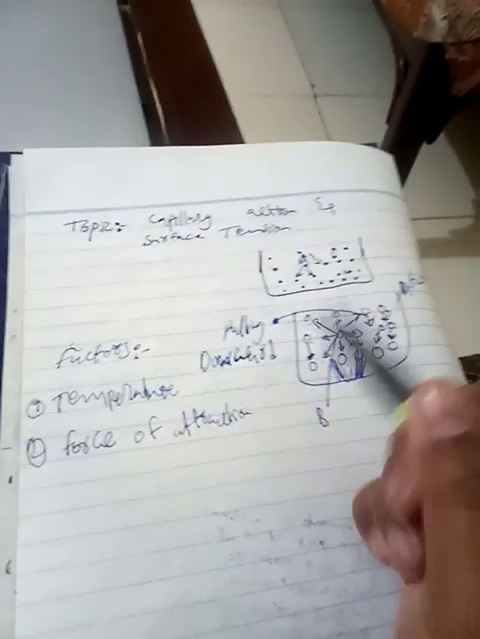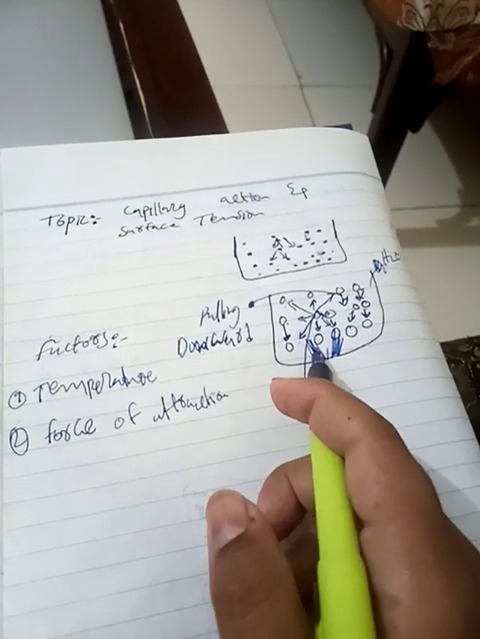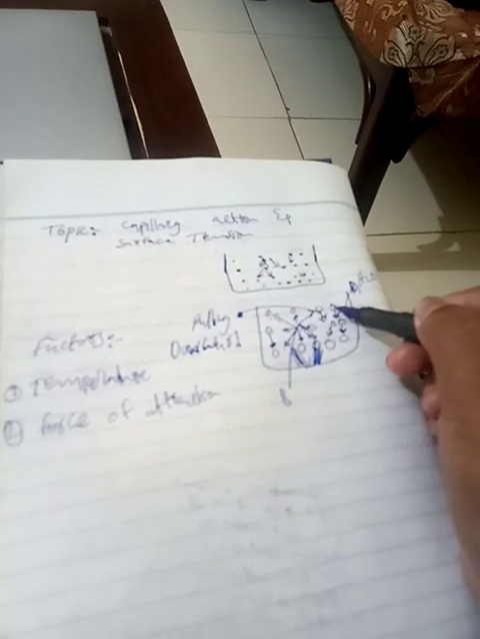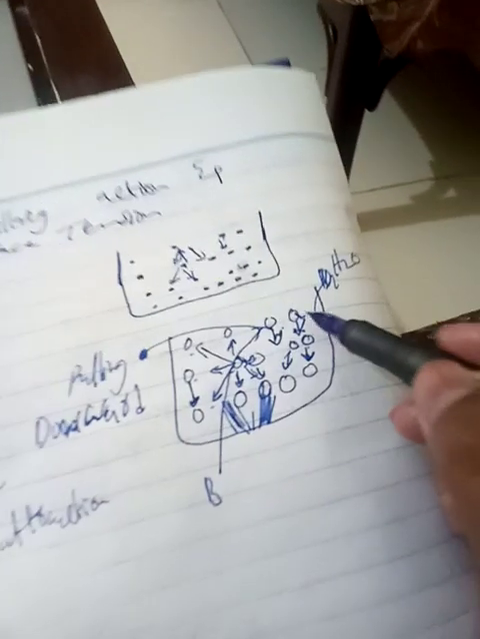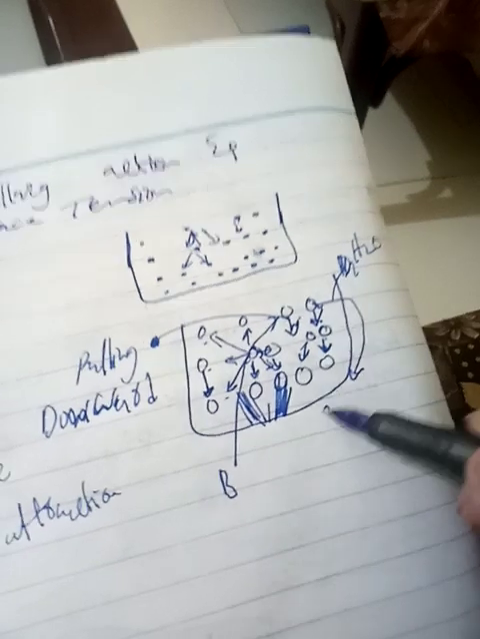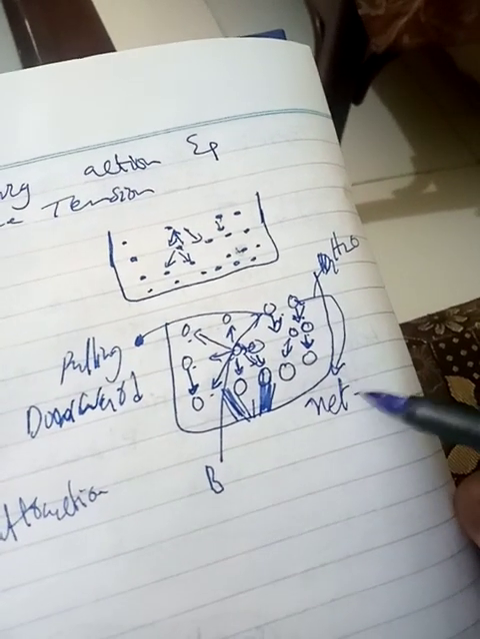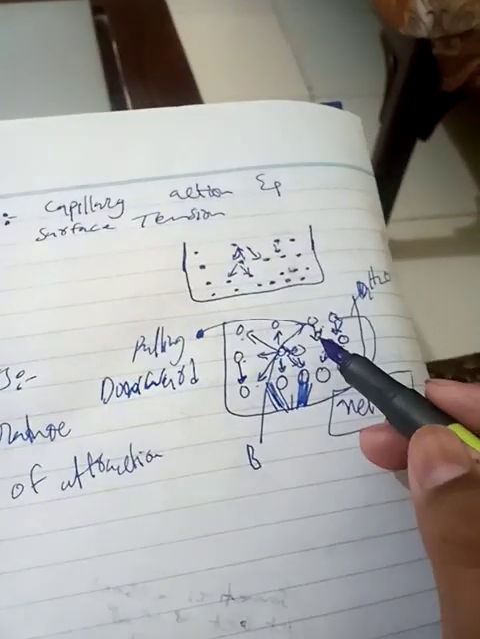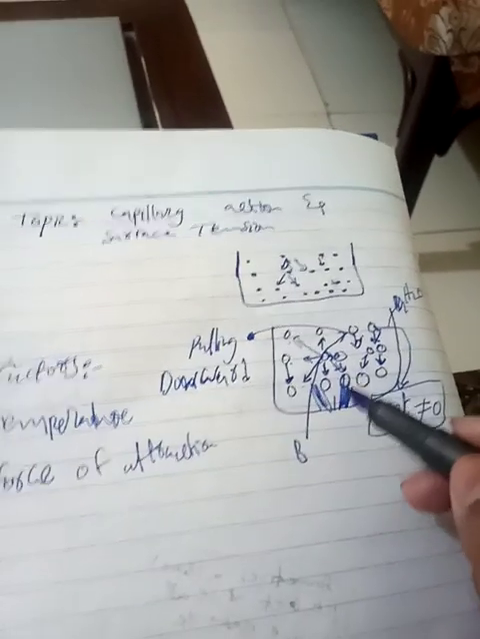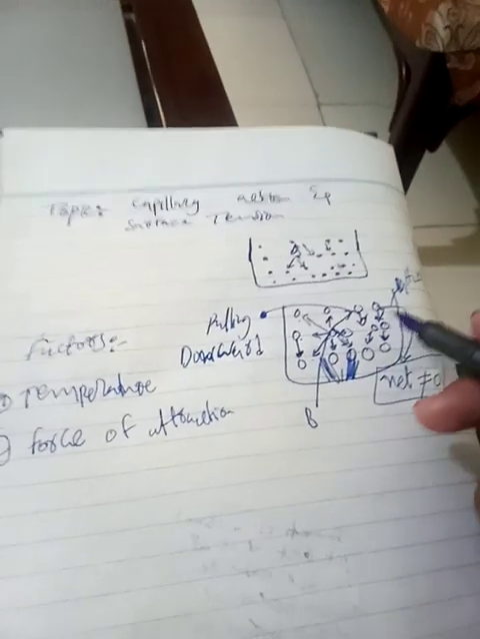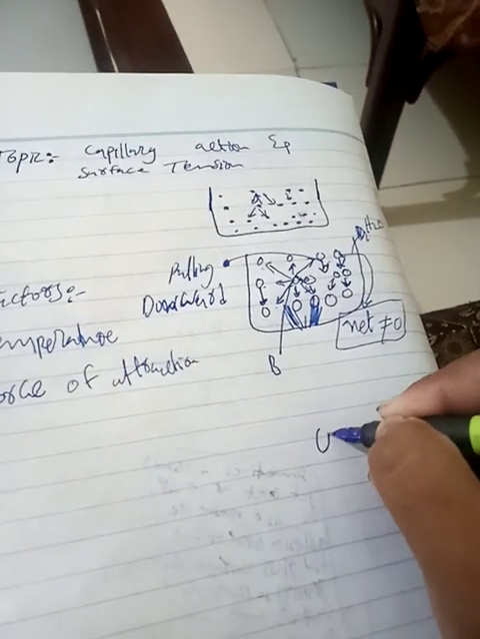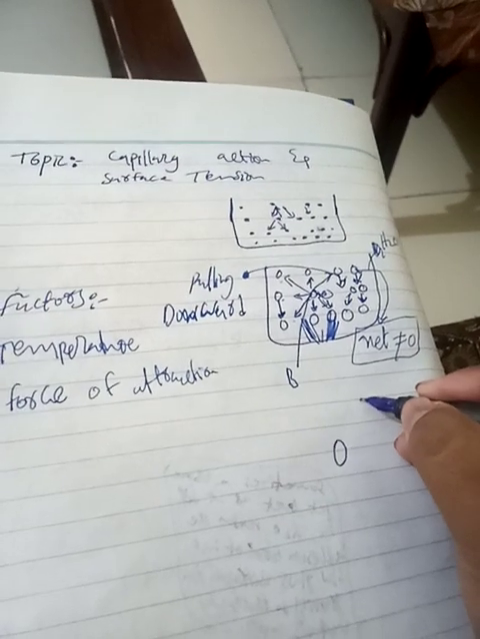Okay, so now suppose this one is a container, and here we have net force equal to 0, but here the net force is not equal to 0. Net force not equal to 0 means there is some force which is present, which results in the water molecule being pulled downward, and because of that the water molecule possesses a spherical shape. When we, for example, this is a tap.